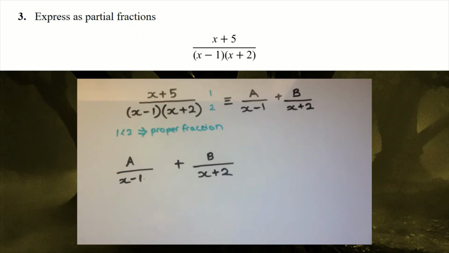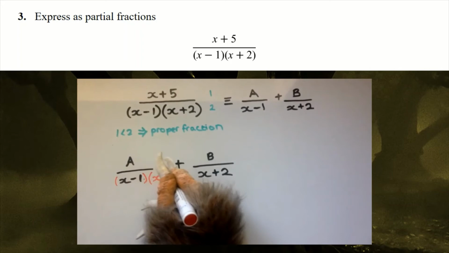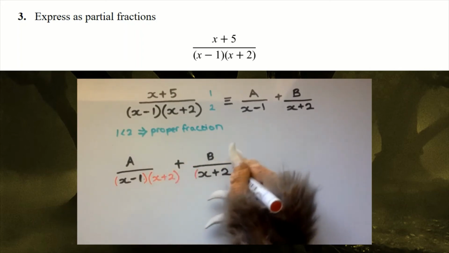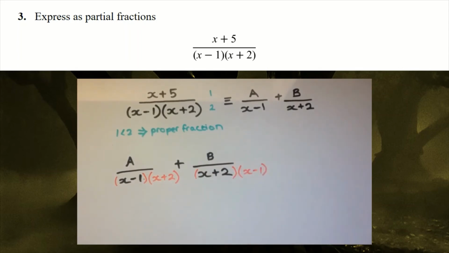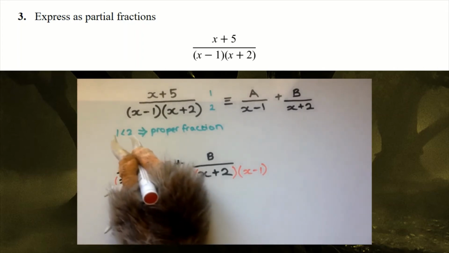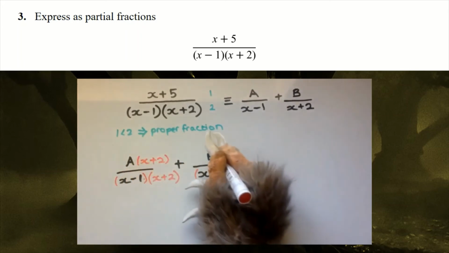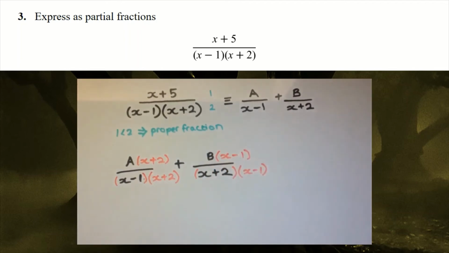So we've got x subtract 1, so I'm going to be multiplying that by x plus 2 in the denominator, and over here I have x plus 2, so I need to multiply that by x subtract 1. Now I'm allowed to do that, of course, provided that I don't change the fraction in any way, which means I have to multiply the numerators by the same factor. So a must be multiplied by x plus 2, and b must also be multiplied by x subtract 1, like that.